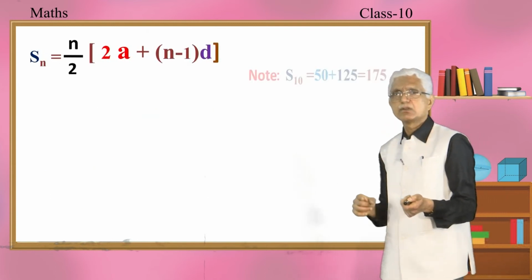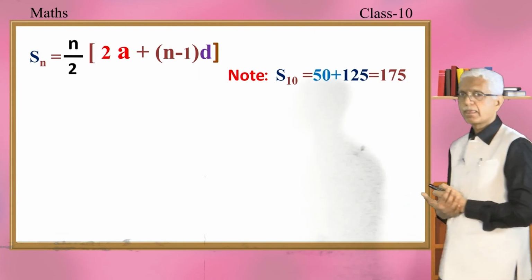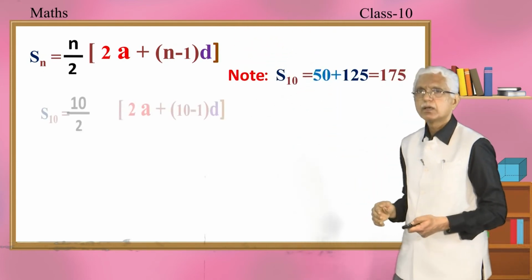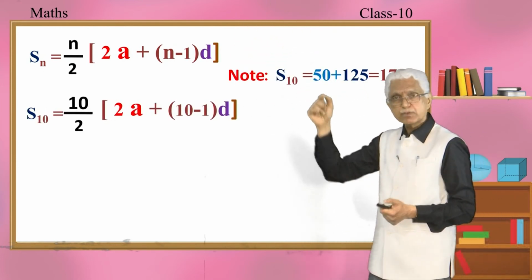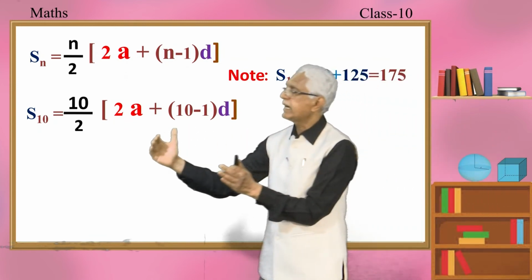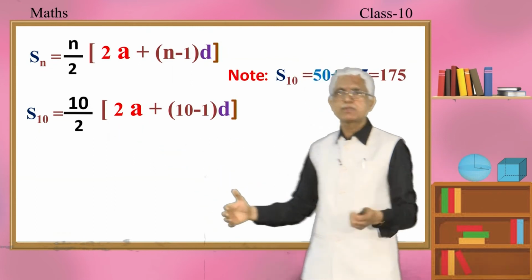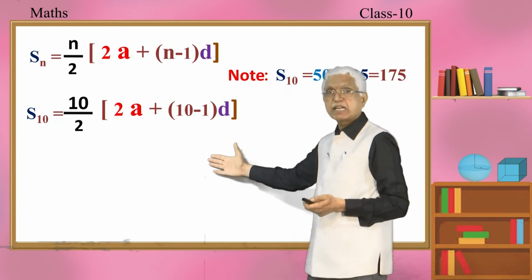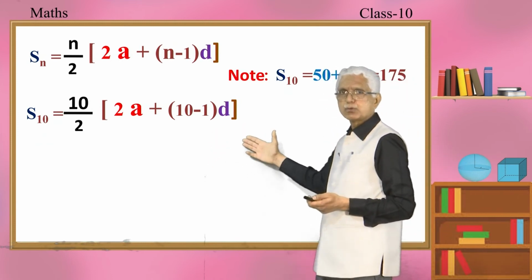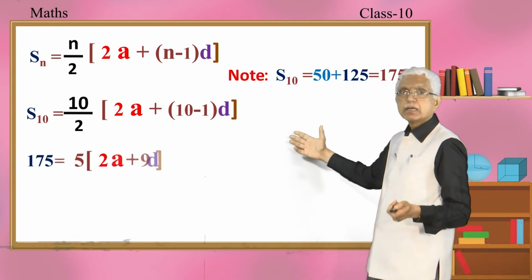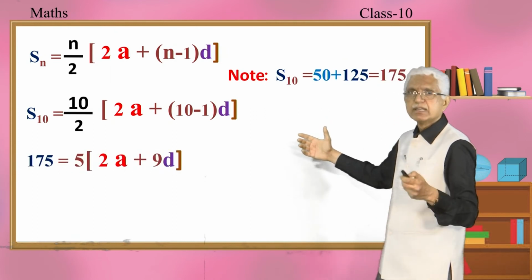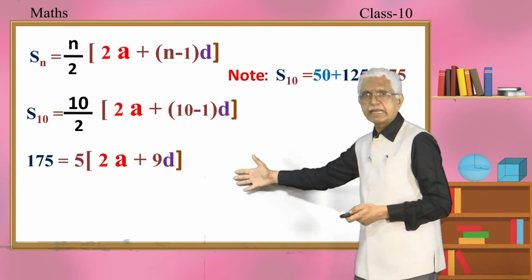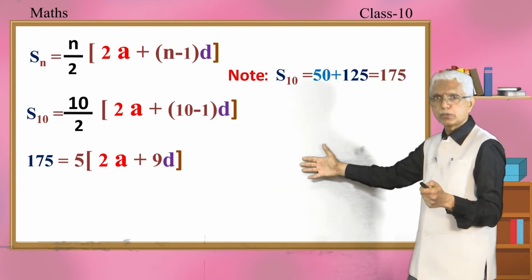Now again Sn is equal to n by 2 into 2a plus n minus 1 into d. What do you mean by S10, my dear children? It is the sum of the 10 terms. What is the sum of all the 10 terms? First 5 terms 50, next 5 terms 125. Sum of all the 10 terms is 175. Now start from there. S10: n is 10, so 10 by 2 into 2a plus 10 minus 1 into d. S10 is 175. 10 by 2 is 5, 2a plus 10 minus 1 is 9, 9d. So 175 is equal to 5 into 2a plus 9d.